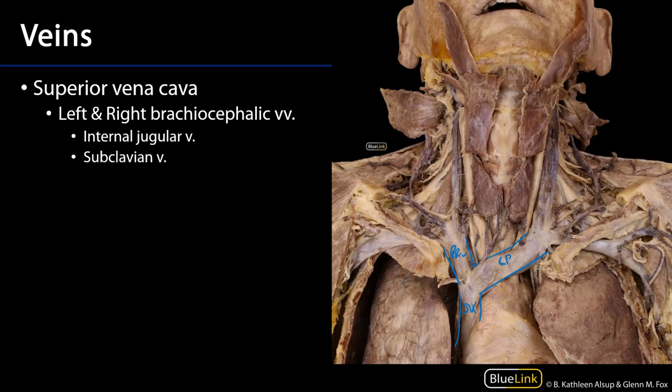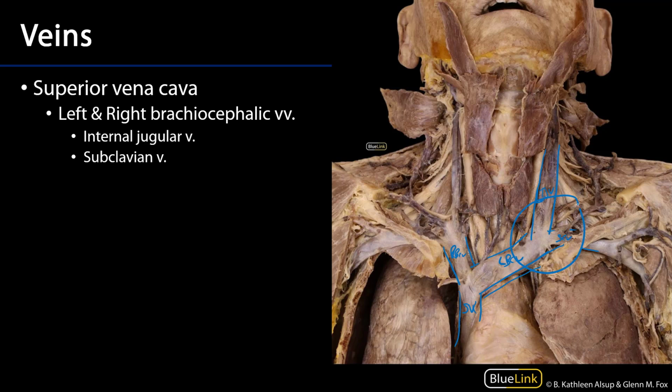a left brachiocephalic vein. The left brachiocephalic vein is longer and more oblique than the right. It crosses over the superior mediastinum, whereas the right is more vertically oriented and shorter. Each of those brachiocephalic veins is the union between the internal jugular vein, IJV, and the subclavian vein.